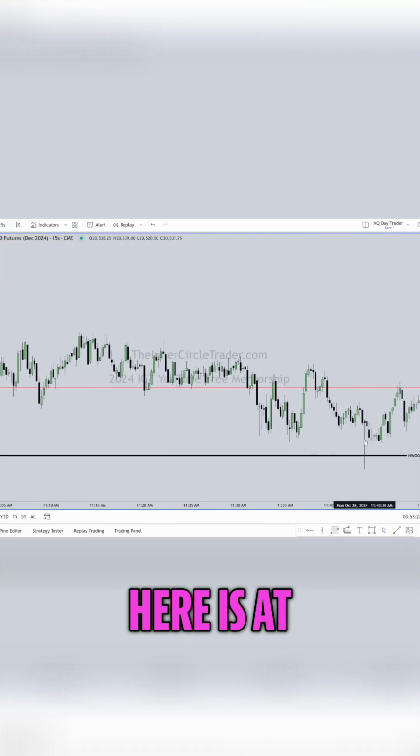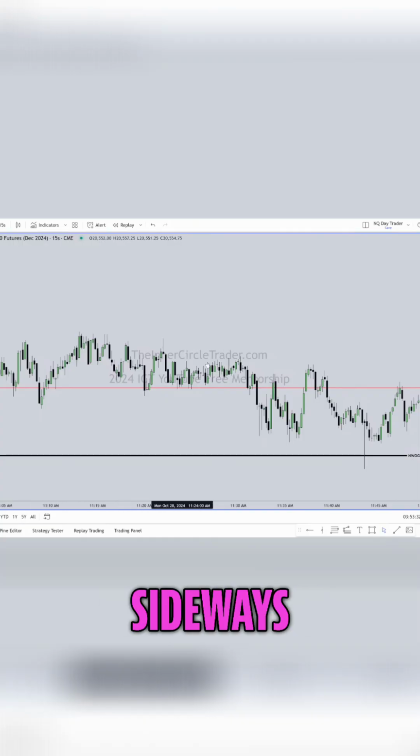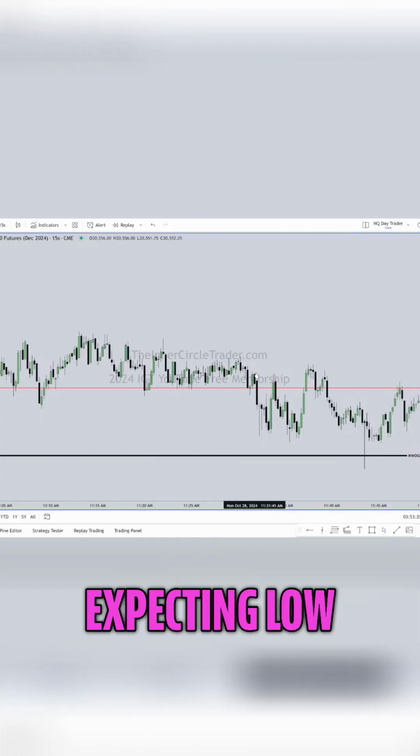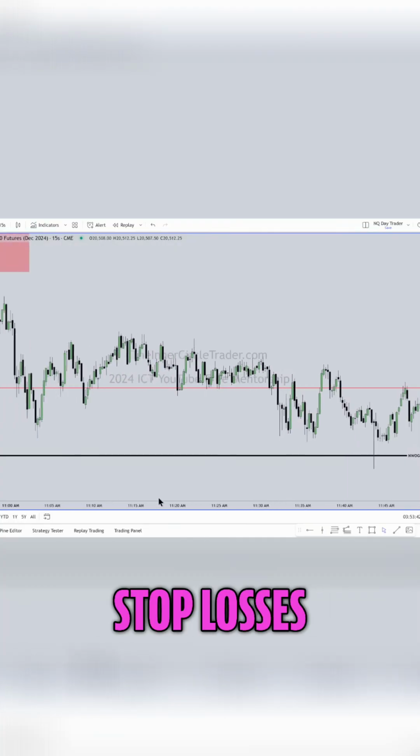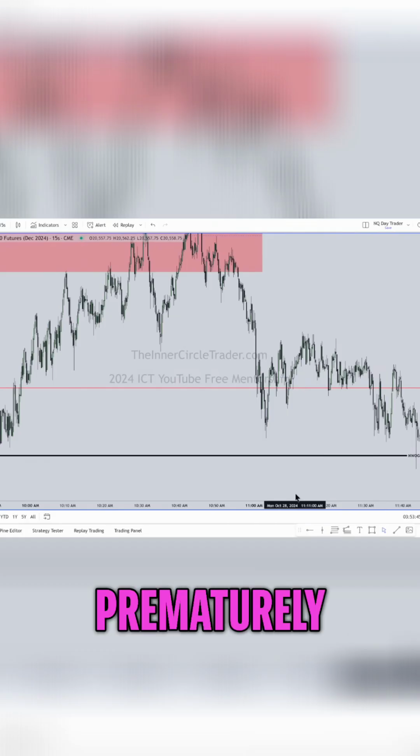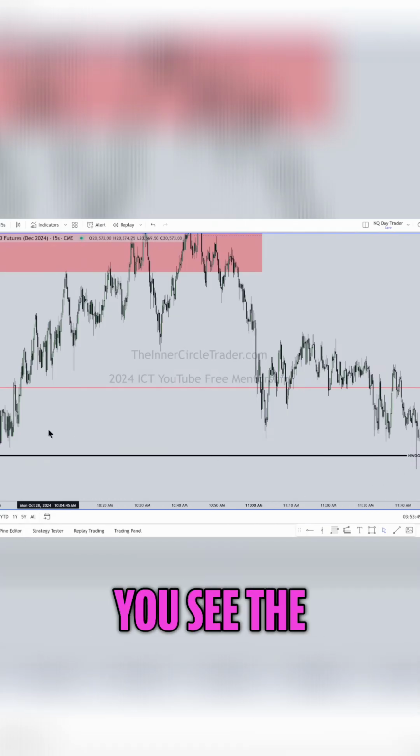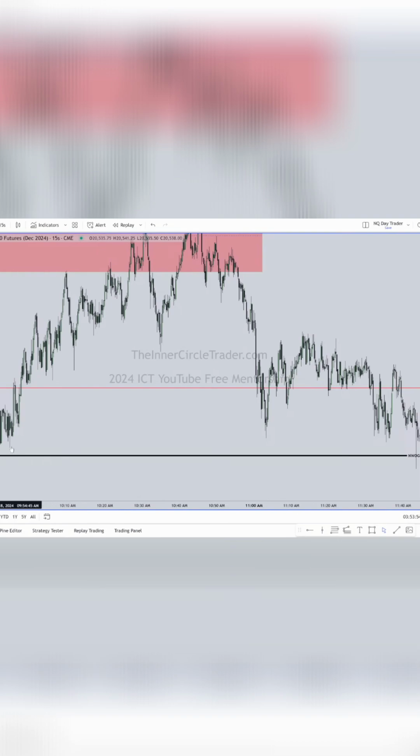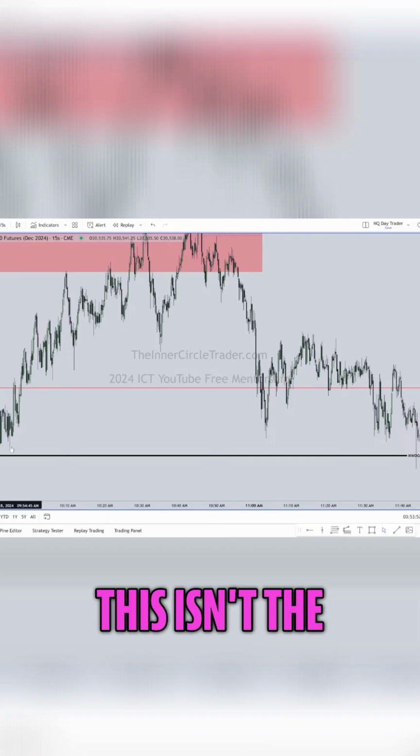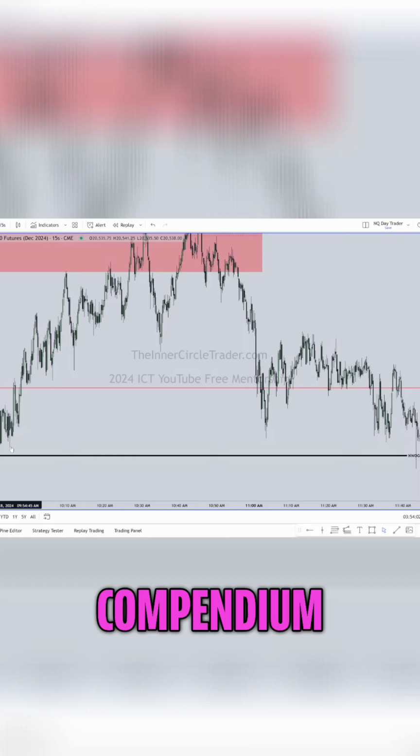And the first time it gets to it here is at 1143. But look at all this price action sitting here sideways. That'll wear you down. If you're expecting low resistance, real quick, fast, sudden runs, no, you're going to lose your mind. You're going to want to trail stop losses, and it's going to stop you out prematurely. And then you're going to wrestle about why you couldn't hold on to the trade there, or why didn't you see the comments? ICT, why didn't it go down there and hit the new week opening gap right there? Why aren't you taking notes when I'm teaching these things? This isn't the first time I taught it. It's throughout the entire compendium on my YouTube channel.